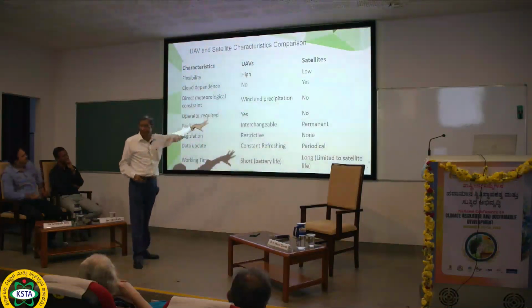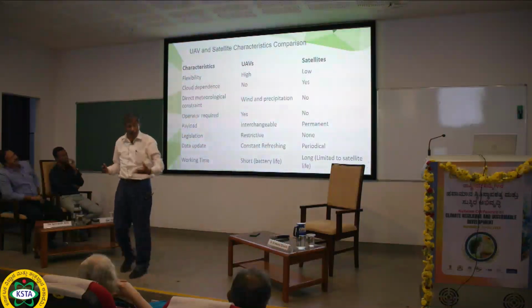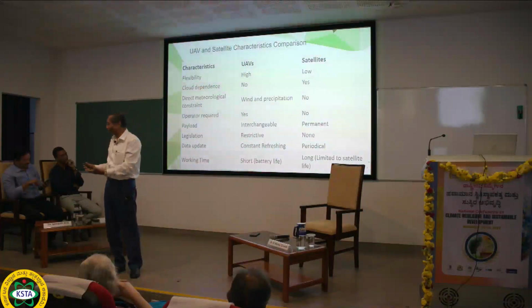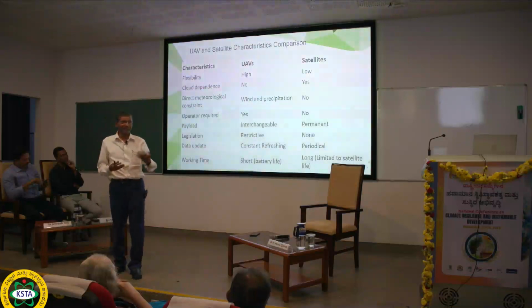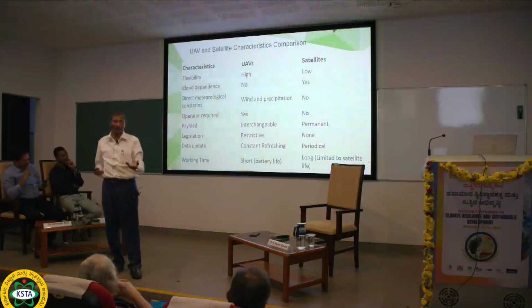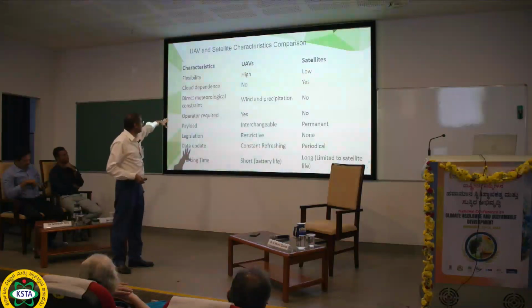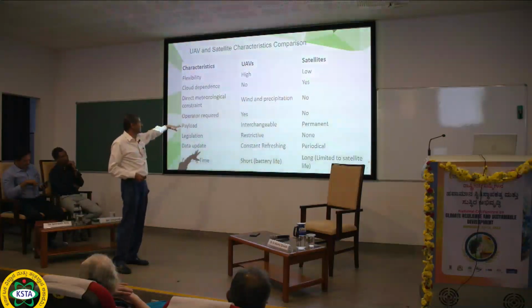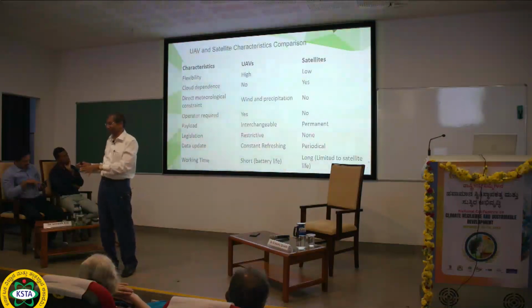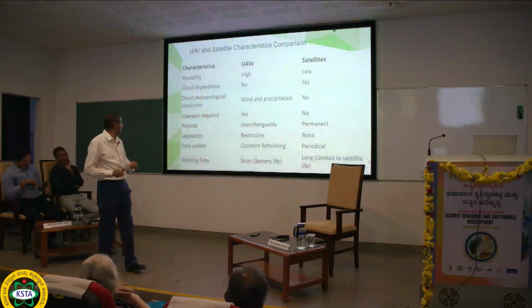Cloud dependence: when there is a cloud, you can still fly the drone. The satellite, of course, observes the Earth, but due to cloud you will not be able to see the information on the Earth. If it is too rainy or windy, even the drone cannot be operated. It also depends on various other conditions. In the drone, you require an operator. On the vehicle it's pilotless, but on the ground you need to have a pilot.